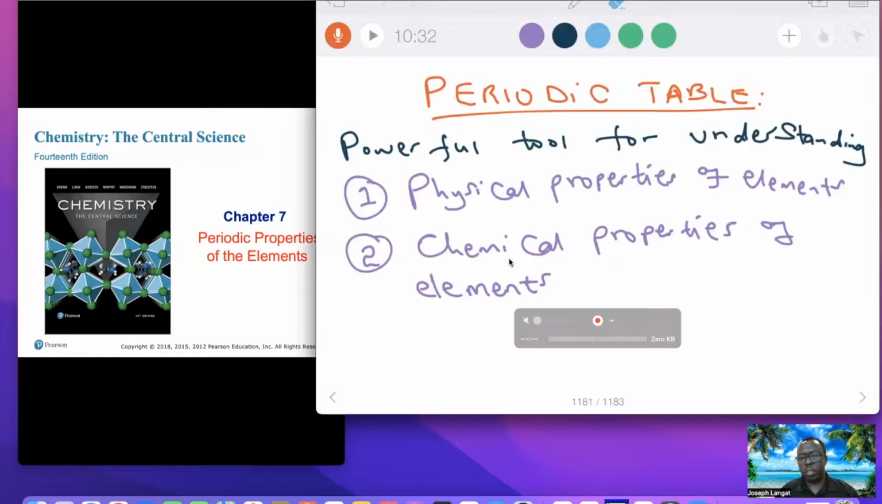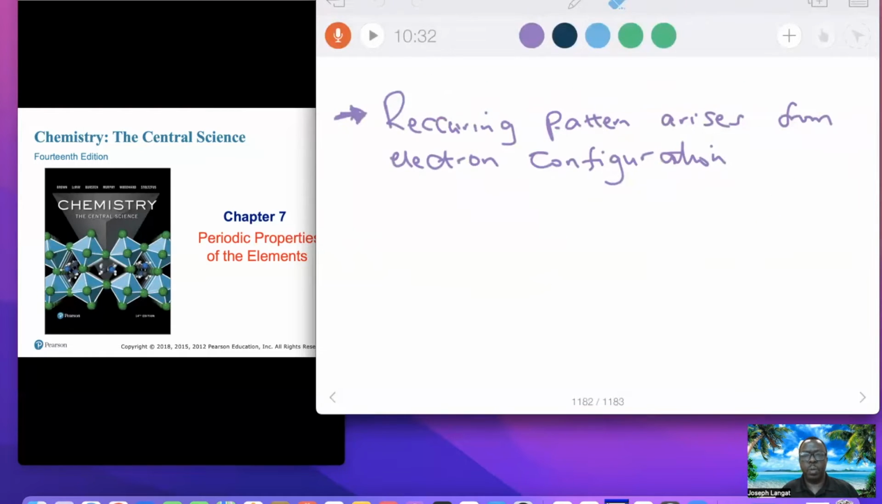Chemical properties also have to do with how elements in a particular column, in a particular group, react with other elements to form a compound. There will be a pattern, you'll see that, and this has to do with the recurring patterns of electron configuration. The recurring pattern for those physical and chemical properties has to do with the electron configuration. In chapter 6, we learned how to write the electron configuration of an element in ground state.